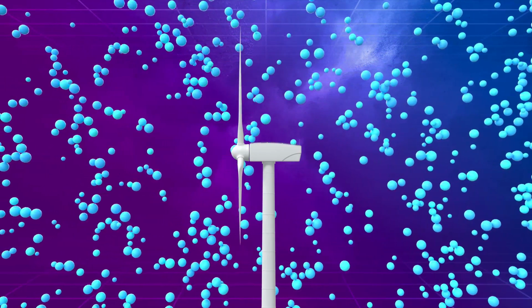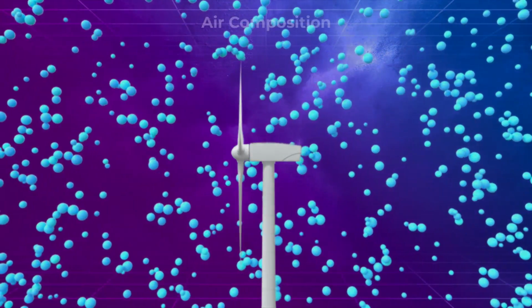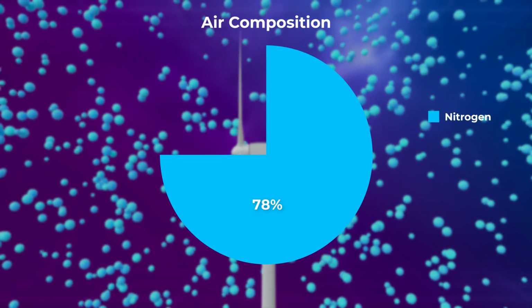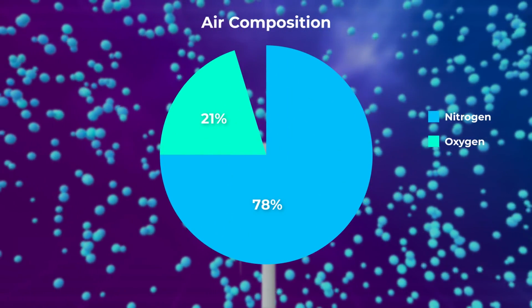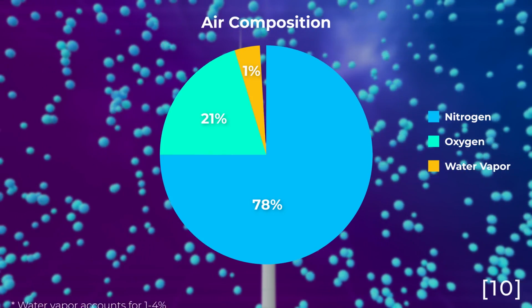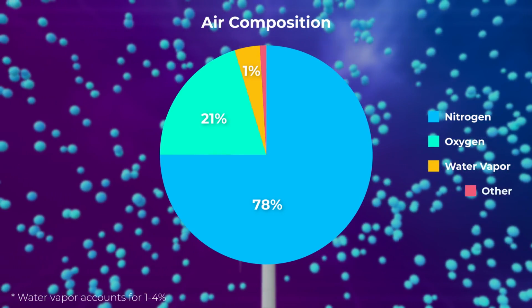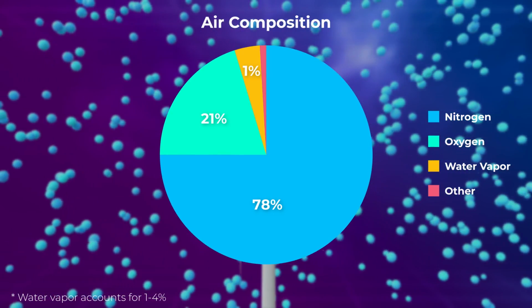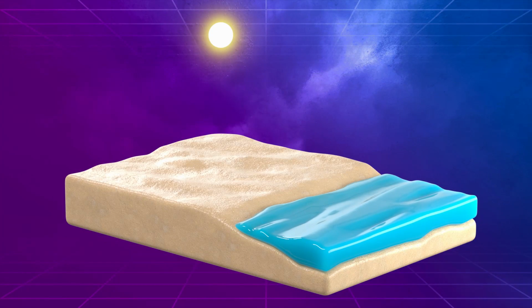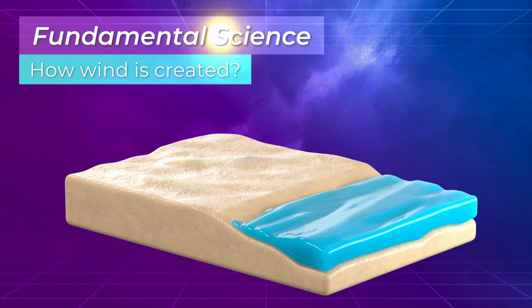Simply put, wind is the motion of air molecules, which consist of 78% nitrogen, 21% oxygen, between 1 and 4% water vapor, and other trace elements. Let's zoom out from a molecular level to see how air is manipulated on a large scale to create wind.